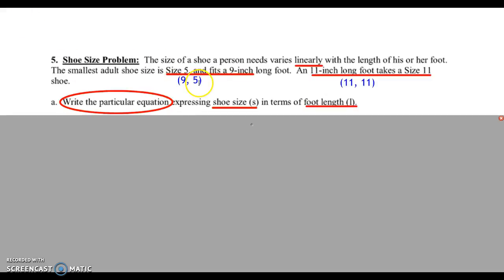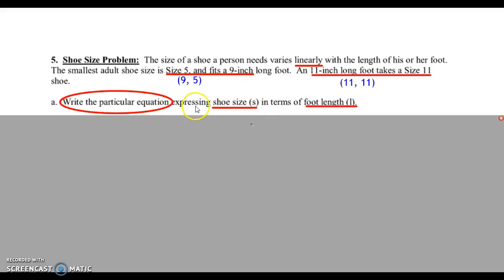Alright, you can see my annotation step here. This I want to speak about briefly because it does say size 5 and fits a 9-inch long foot, and this says 11, but I reversed the order here. I want to explain to you why that is. Remember that the first number is supposed to be the input, and the second number is supposed to be the output. Output, right? Hilarious. Output. So in this case, we're inputting into our equation how long the foot is, and it's supposed to be outputting the size of the shoe.